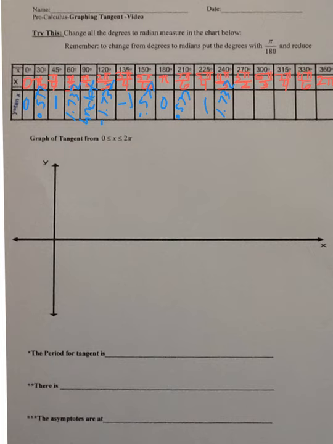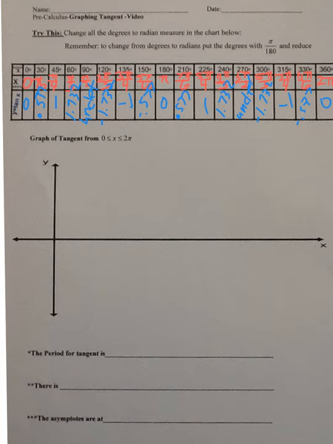Tangent of 270, again you get an error, that's undefined. Tangent of 300 is negative 1.732. Tangent of 315 is negative 1. Tangent of 330 is negative 0.5773. And tangent of 360 is 0. Okay, so now we're ready to graph this.